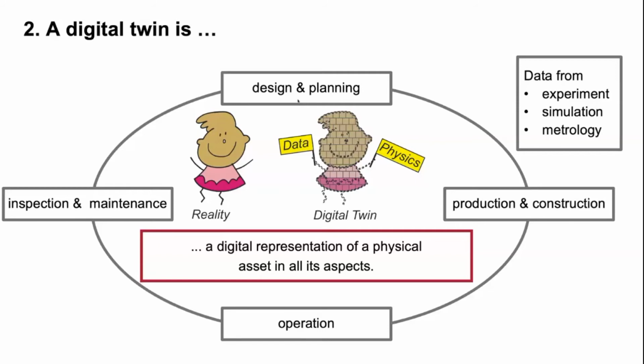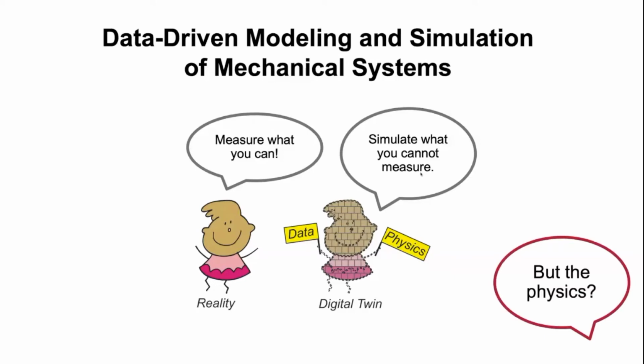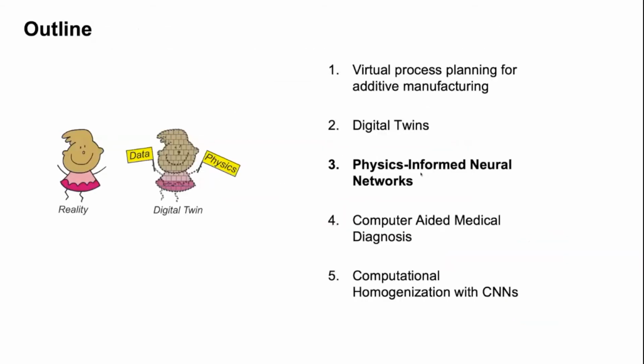So generally speaking, the idea of data-driven modeling and simulation for mechanical systems is basically to measure what you can, and then to simulate what we cannot measure. The example from additive manufacturing is temperature, which we can measure, and microstructure, which we cannot. But the question is, how about the physics? And now I want to skip a bit the topic and go into current research activities on physics-informed neural networks.